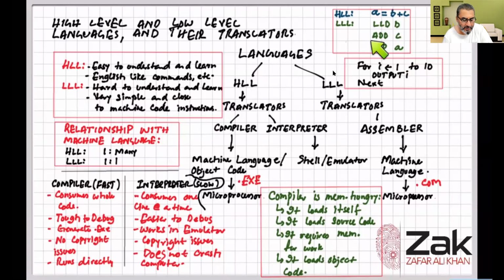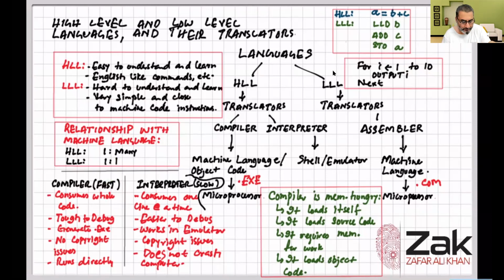Whereas if it is a low level language like this, ADD C, this is one instruction and its machine code would still be just one instruction. The difference would be that this is in the form of mnemonic, opcode and operand. In machine code, this opcode and operand would be in binary. So for every single assembly language instruction, there is one equivalent machine code instruction. This relationship is called one to one.